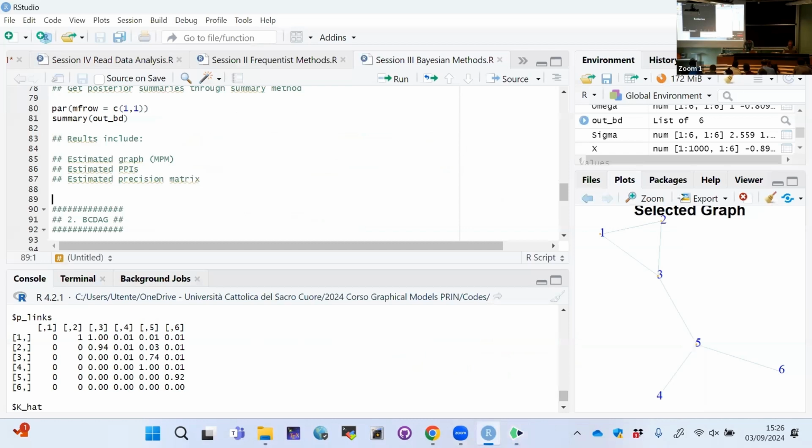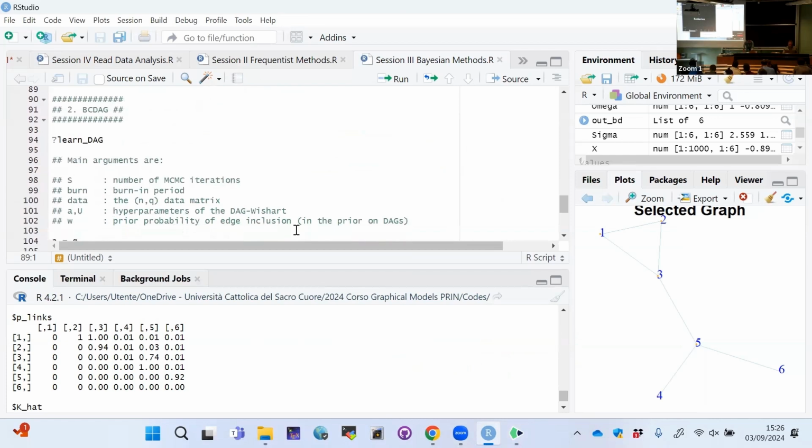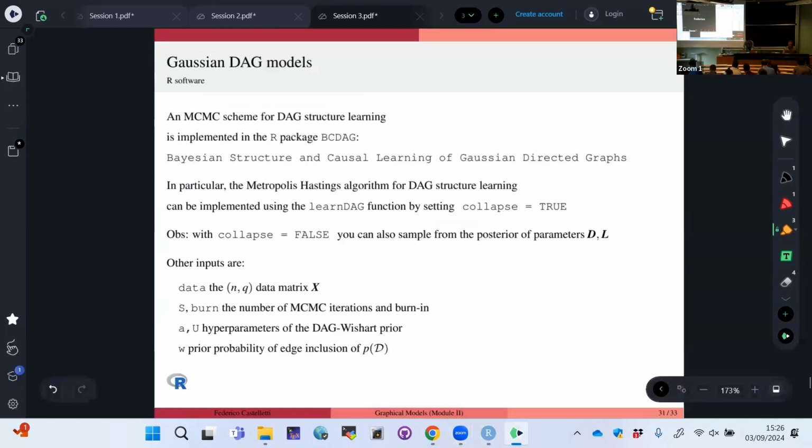Okay, so we can have a look at some R implementation of the MCMC scheme for DAG model selection that I tried to summarize before. This is provided in a package called BCDAG, which stands for Bayesian Structure and Causal Learning of Gaussian Directed Graphs. In particular, an MCMC algorithm for DAG structure learning is provided by a function called learnDAG under a setting which is collapse equal to true, which means I don't want to do inference on the parameters D and L. I want to collapse on the space of DAGs only.